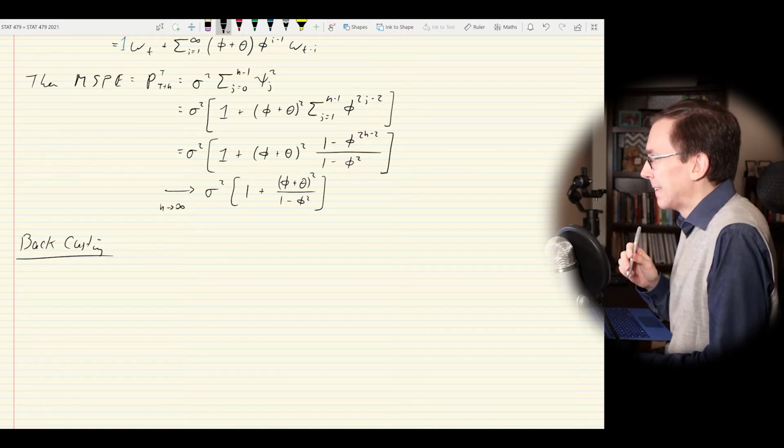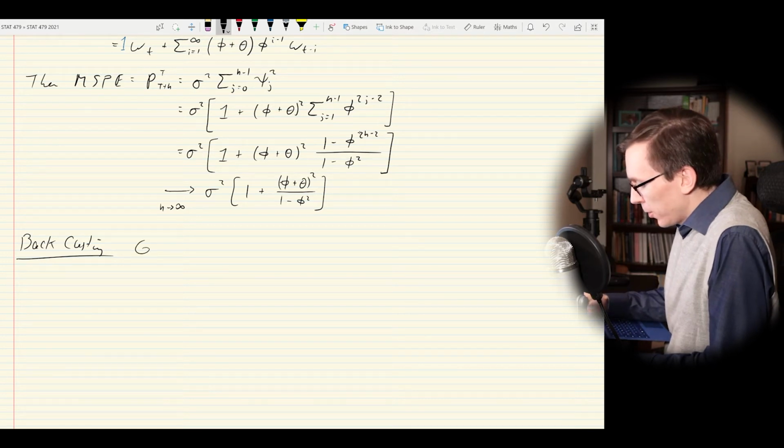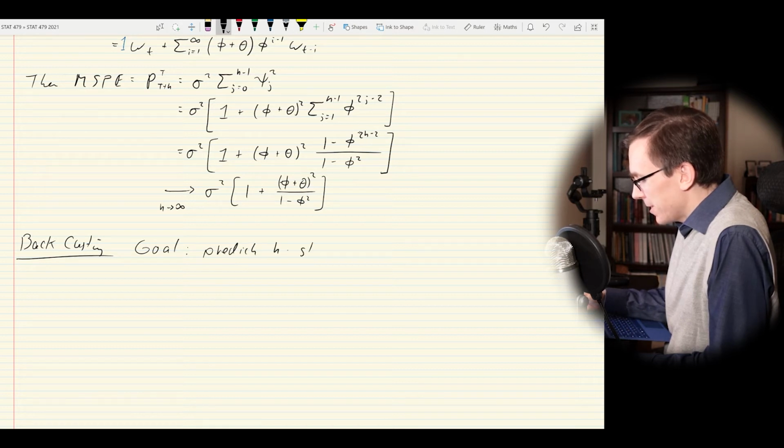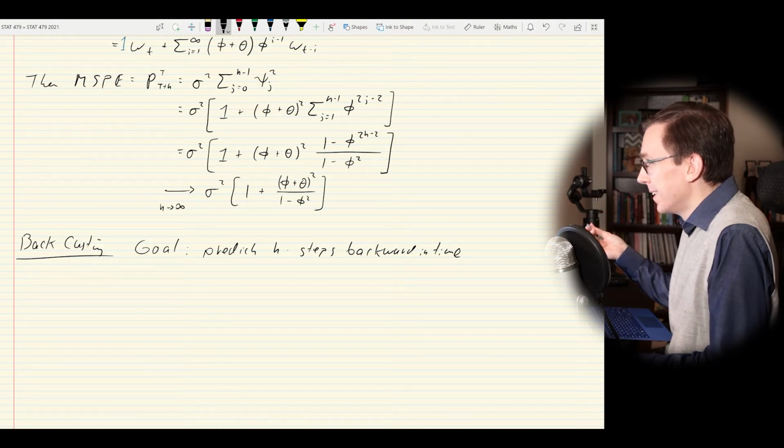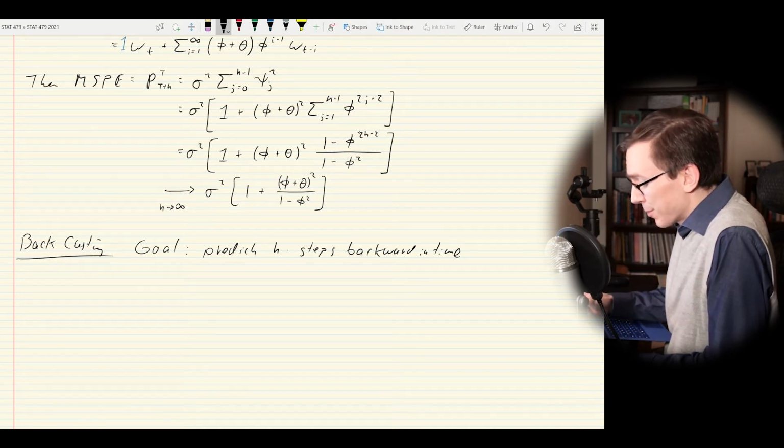All right, so the goal is to predict h steps backwards in time. All right, so how do we do that? Well, again, what we want is a linear estimator. So let me write that out here.